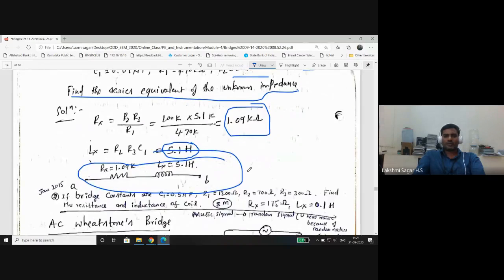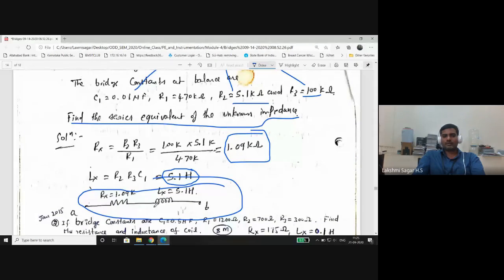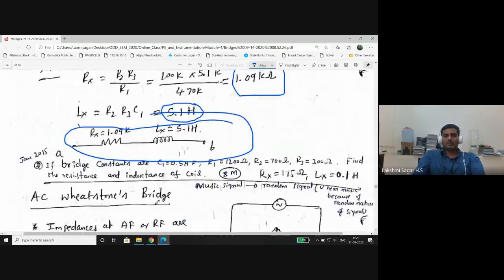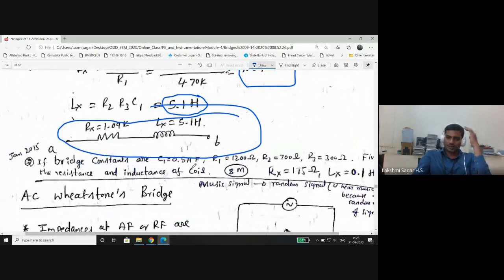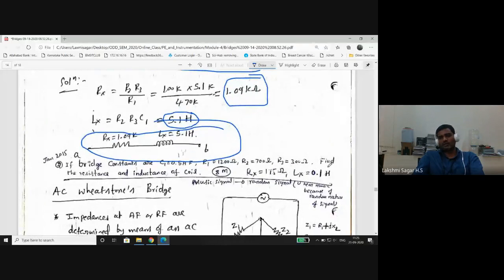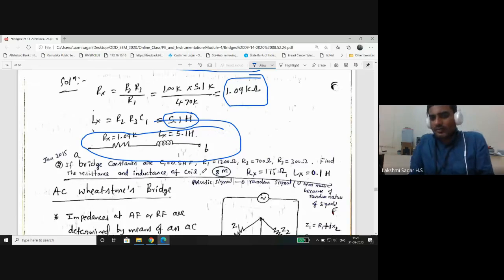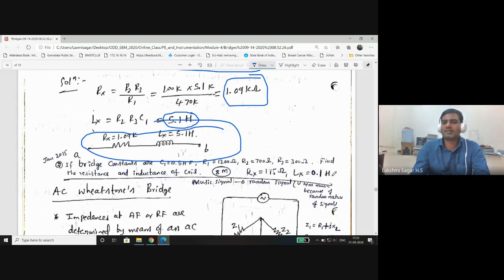Next one, if the bridge constants are C1 is 0.5 microfarad, R1 is equal to 1200 ohm, R2 is equal to 700 ohm, R3 is equal to 300 ohm, find the resistance and inductance of the coil. Here Rx is equal to 175 ohm, Lx is equal to 0.1 Henry you will get after solving it.